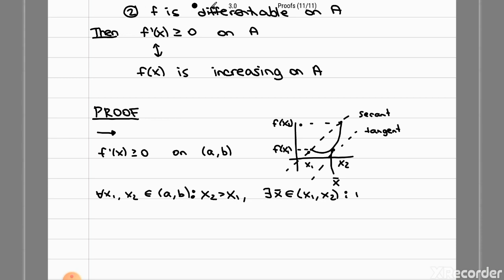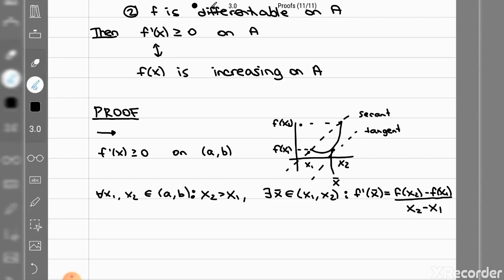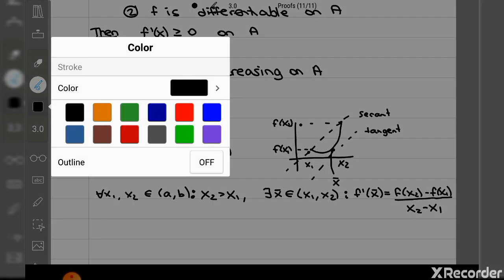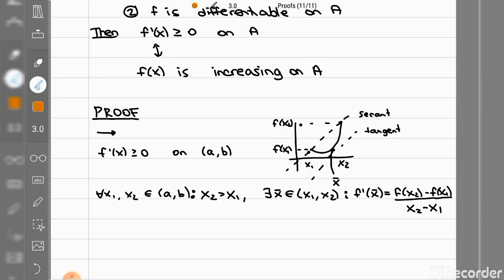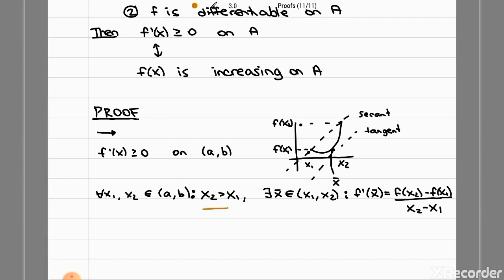Where the tangent line, which is going to have a slope equal to the derivative, will have the same slope as the secant line, which as we said before is rise over run. So f(x2) minus f(x1), so change in y, over change in x. Now, since we know that x2 is greater than x1, that was our assumption over here, so that just means that x2 is to the right of x1, then if you take x2 minus x1, that's definitely going to be positive. So the denominator is positive.